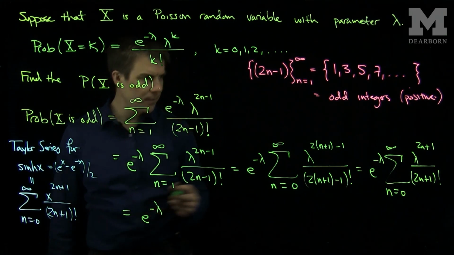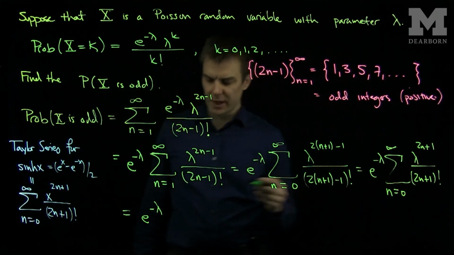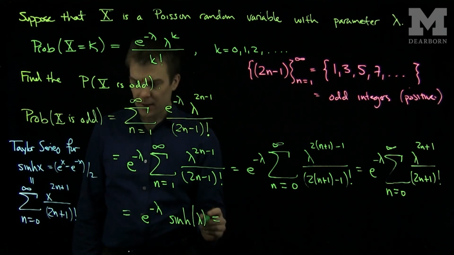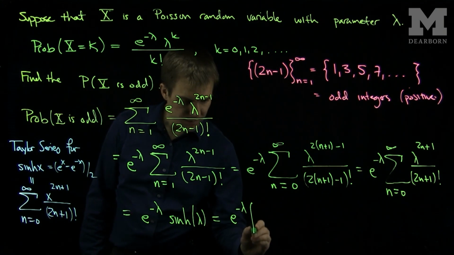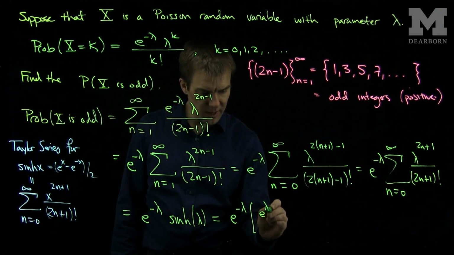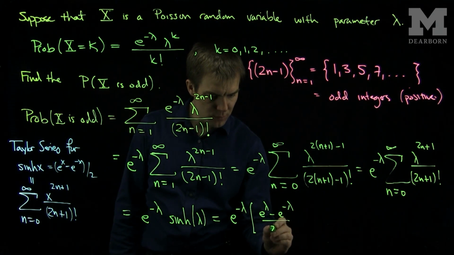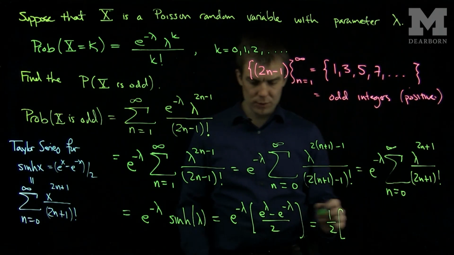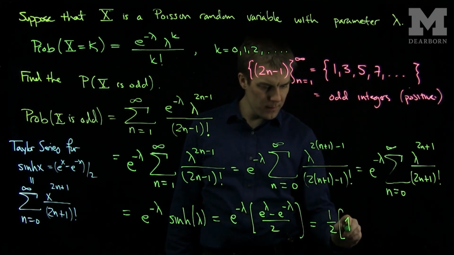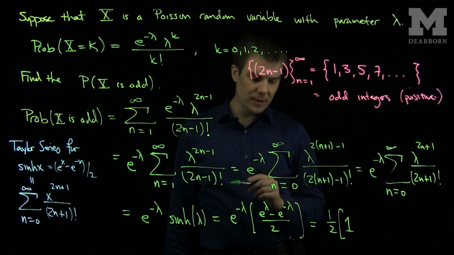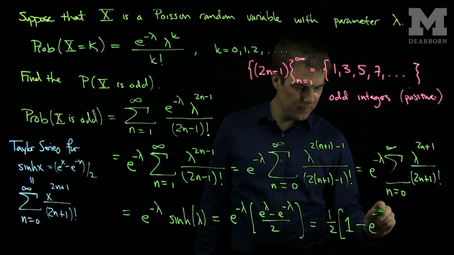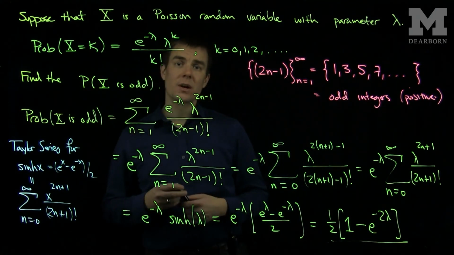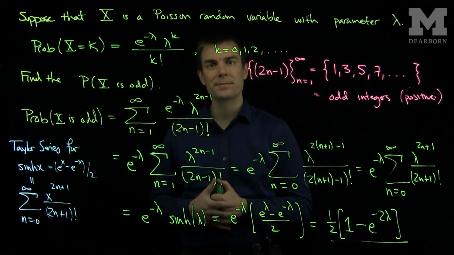e to the negative lambda. And now I exactly have the Taylor series for sinh, so this will be the sinh of lambda. We can write this as e to the negative lambda times e to the lambda minus e to the negative lambda over 2, which will turn into a 1/2. Then e to the negative lambda times e to the lambda is a 1, and e to the negative lambda times e to the negative lambda is e to the negative 2 lambda. So this quantity is the probability that a Poisson random variable with parameter lambda is odd. Thank you very much.